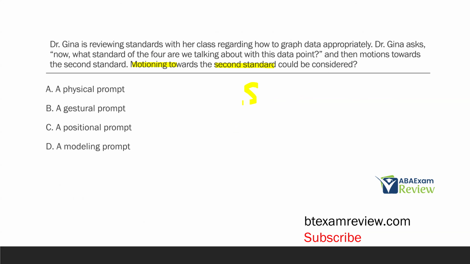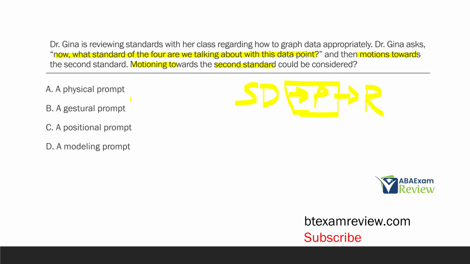Well, the typical order for prompting, we have our SD, we have our prompt, and then we have our response. And so when you have a prompting question, you always want to look at what happens directly after the SD. And in this case, our SD is what? Well, Dr. Gina is reviewing standards on how to graph. She asks, now what standard of the four are we talking about with this data point? That is the SD. And then immediately motions towards the second standard. So our prompt is this motioning towards the second standard. However, the class reacts will be our response. But we are worried about the prompt and what type of prompt it is.